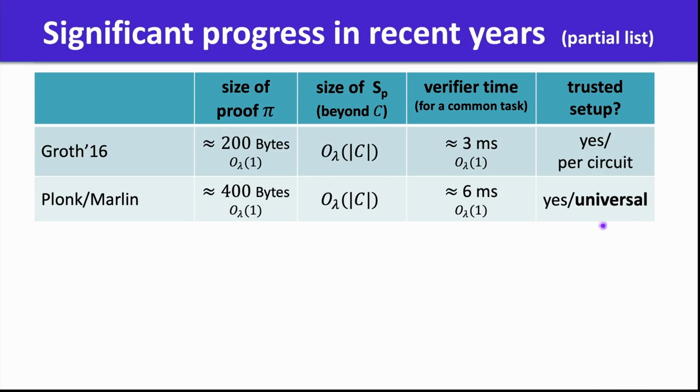The benefit of PLONK and Marlin is that although they require a trusted setup, the trusted setup only needs to be run once. You run the trusted setup and throw away the random bits, and then anyone can generate the prover and verifier parameters SP and SV for their favorite circuit using a deterministic verifiable procedure.